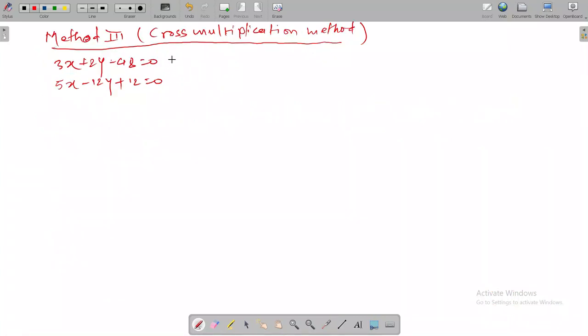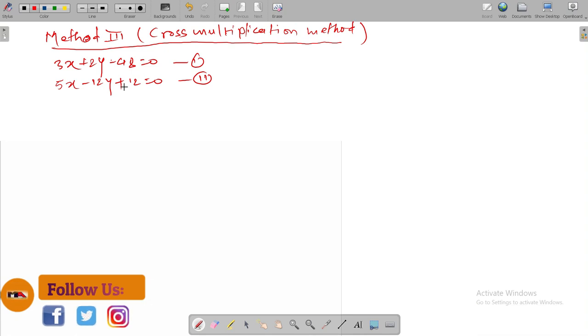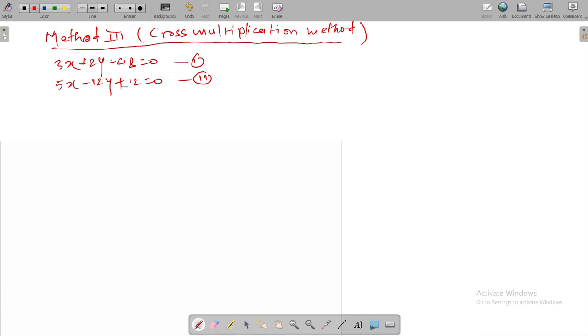Okay, here also we have the same equation first and equation second. Now we are going to solve these two equations by using the cross multiplication method. This is our third method. Here for your ease, you can do a short rough. Here the coefficient of x is 3, and in equation second it is 5. Again the coefficient of y is plus 2, and the coefficient of y is minus 12. And the constant is minus 48.